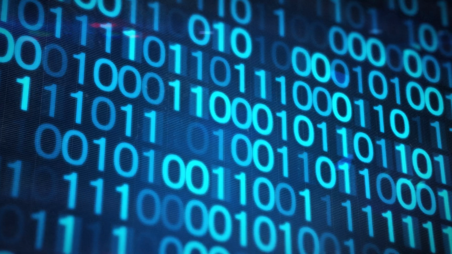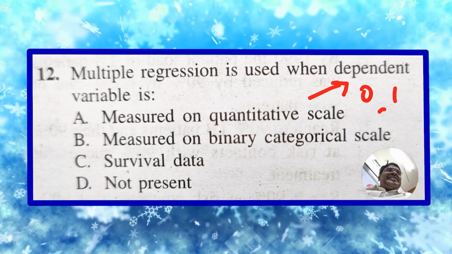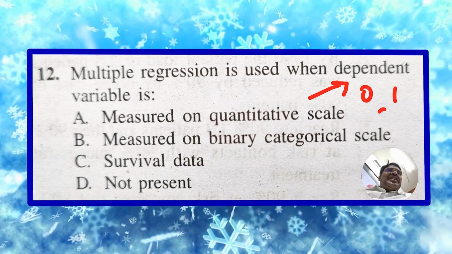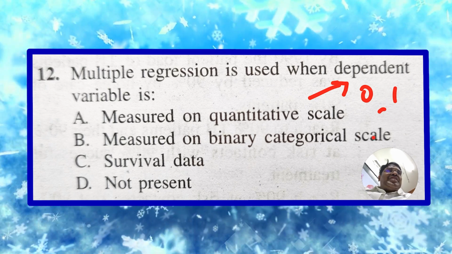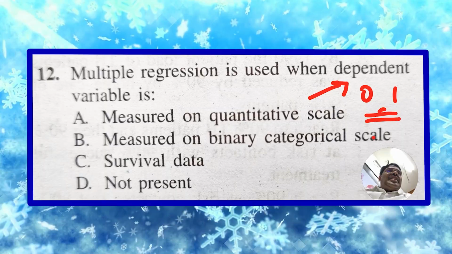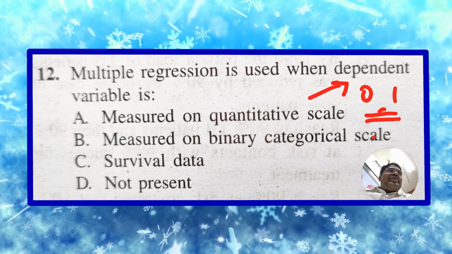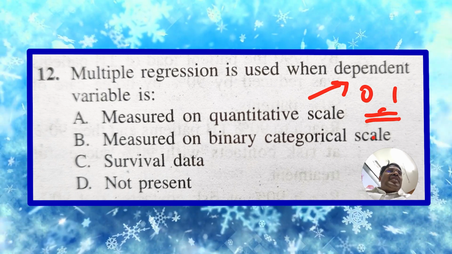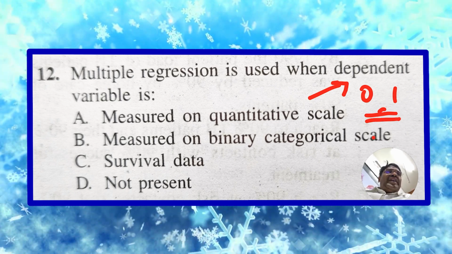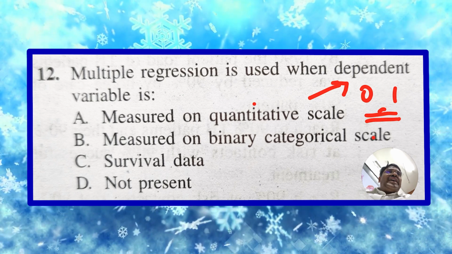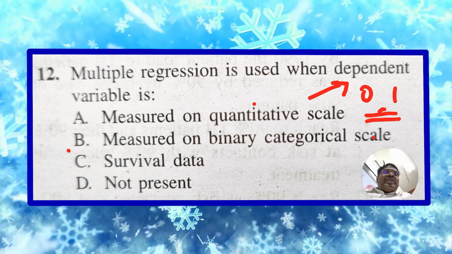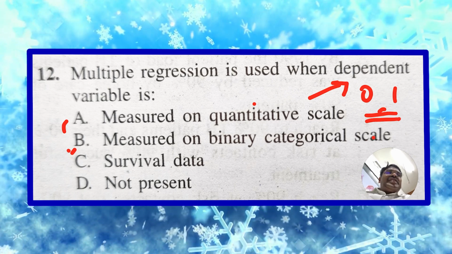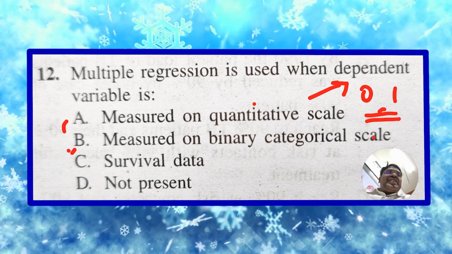When we have a binary dependent variable, it is technically logistic regression that is used. However, logistic regression is a type of multiple regression adapted for binary outcome. Therefore, while it's more accurate to refer to logistic regression for binary outcome, it is still a form of multiple regression. So while A is the most straightforward answer, B is also correct if you are interpreting multiple regression to encompass its various forms, including logistic regression.